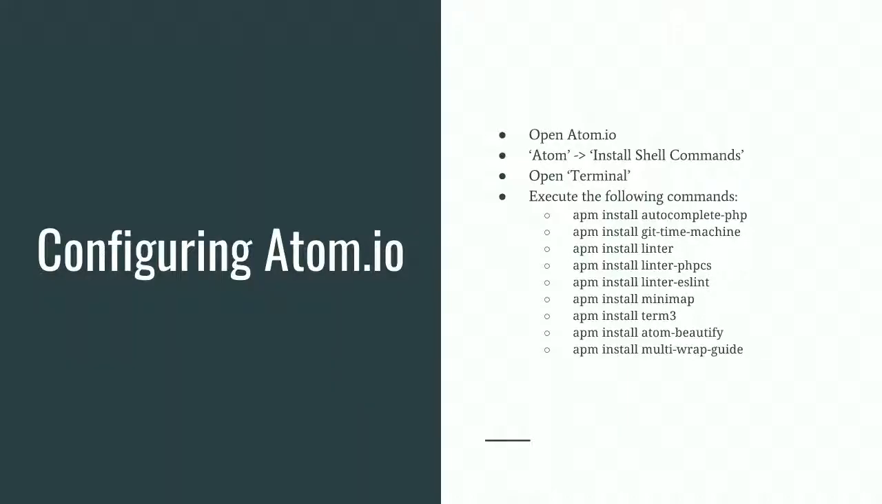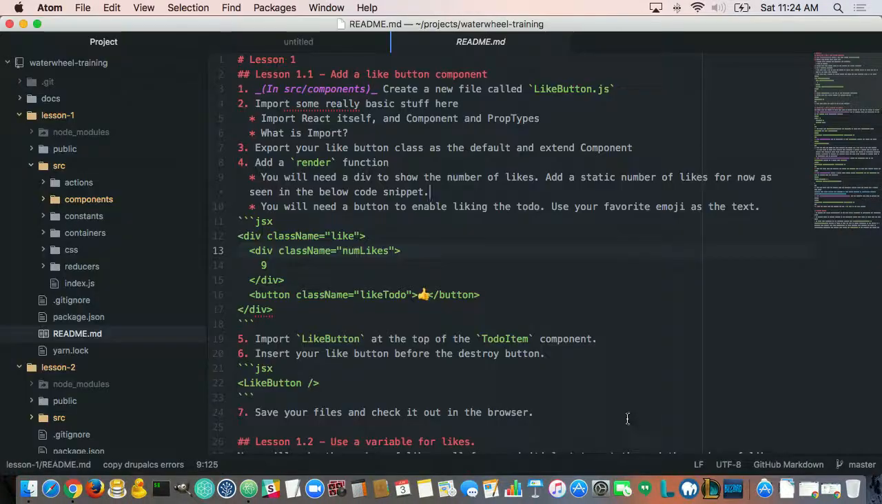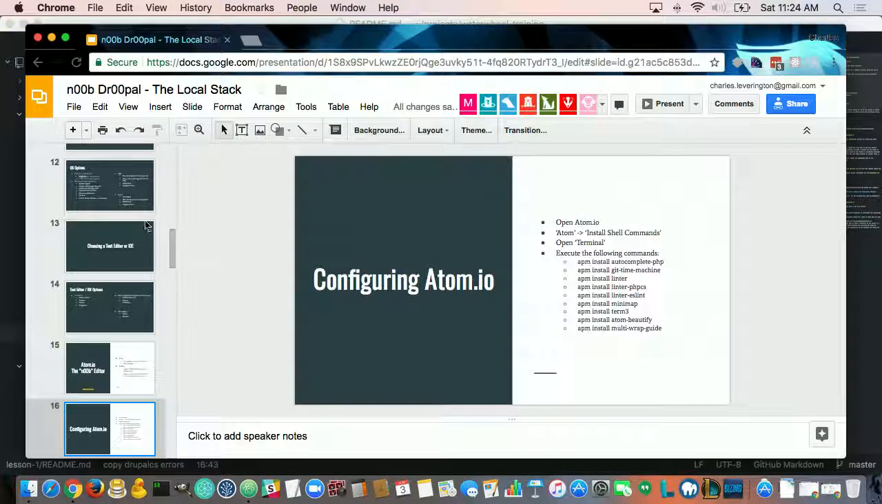So, Atom.io is really cool because to get it going, you can be up and developing in about 10 minutes. You download it, you install it, you go to File, or in Mac it would be Atom, install shell commands. Once you do that, open up a terminal, and you could say apm install autocomplete PHP. You now have an autocompleter for PHP. Apm install git time machine. You now have Git integration for your Atom.io.